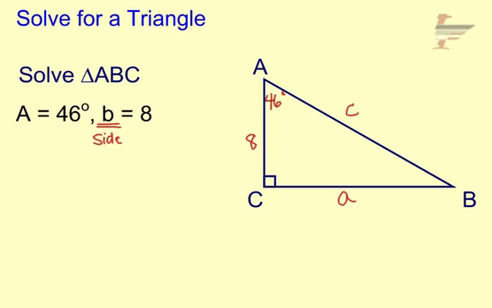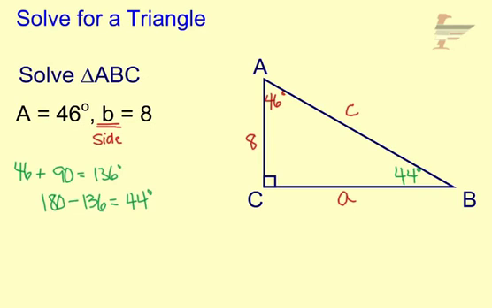To get angle B, that's one of the most straightforward ones. We just want to remember that all three angles in a triangle add up to 180. So if we take the 46 degrees plus the 90 degrees that we already know and get 136, and then we just subtract that from 180, we get 44 degrees. Alright, so we have angle B.